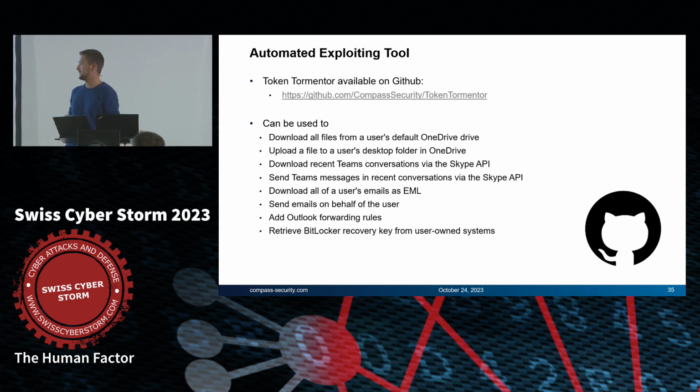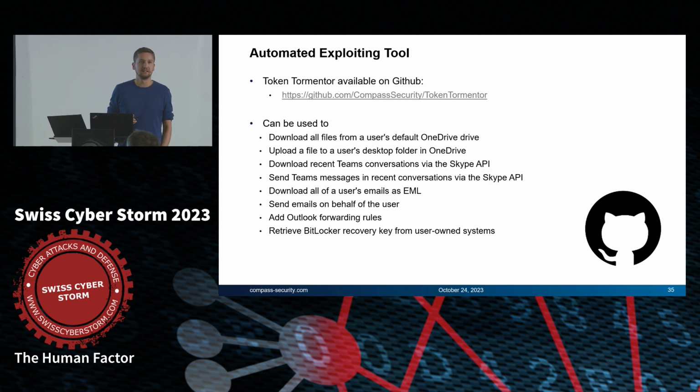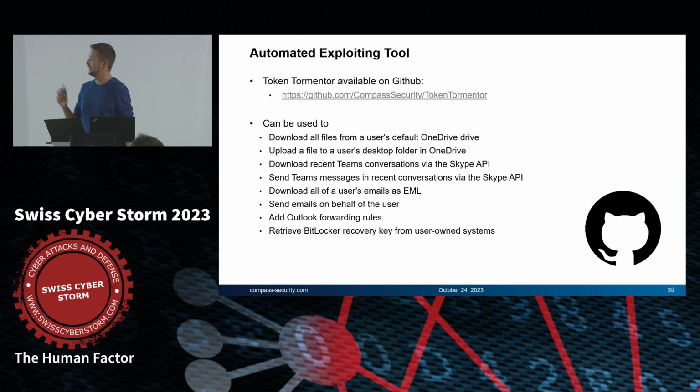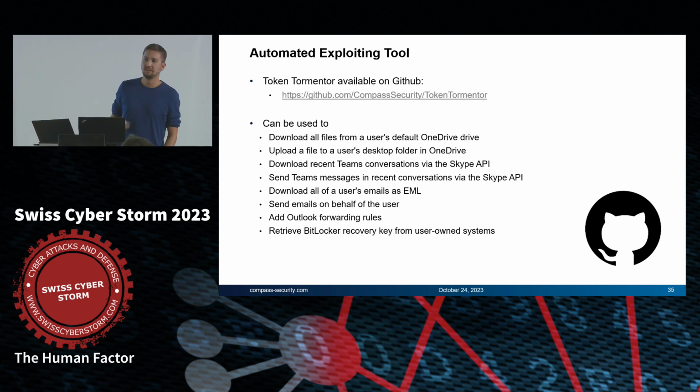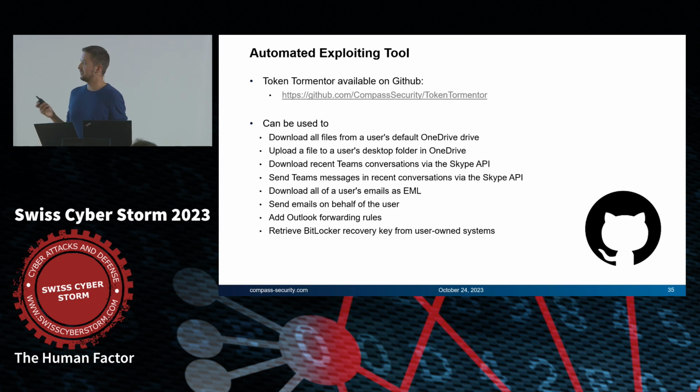I've also released a second tool that I wrote rather badly, but it's out there. It's called Token Tormentor. And what it allows you to do is, as soon as Token Fisher finished the phishing attack, you have these access and refresh tokens. And with Token Tormentor, you can download all files of the user's OneDrive, download all the emails, send an email, and also read all the Teams conversations that they have.